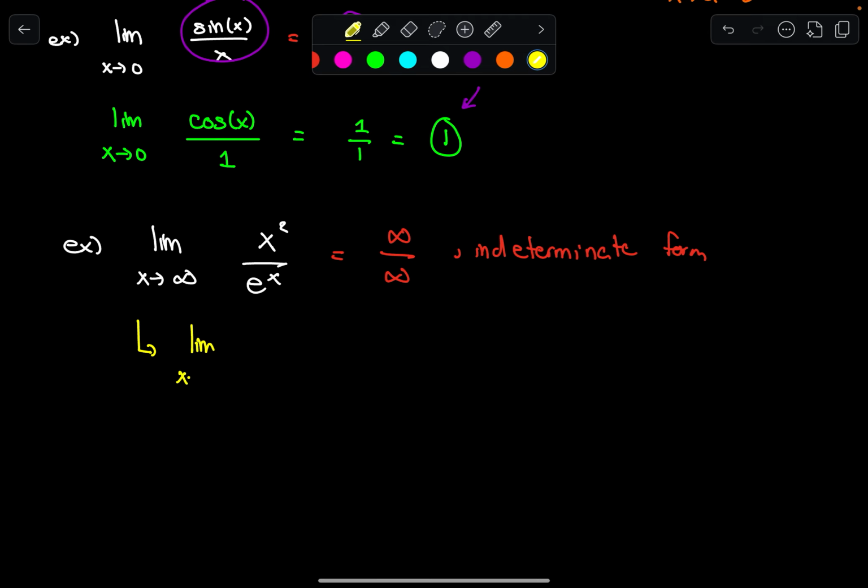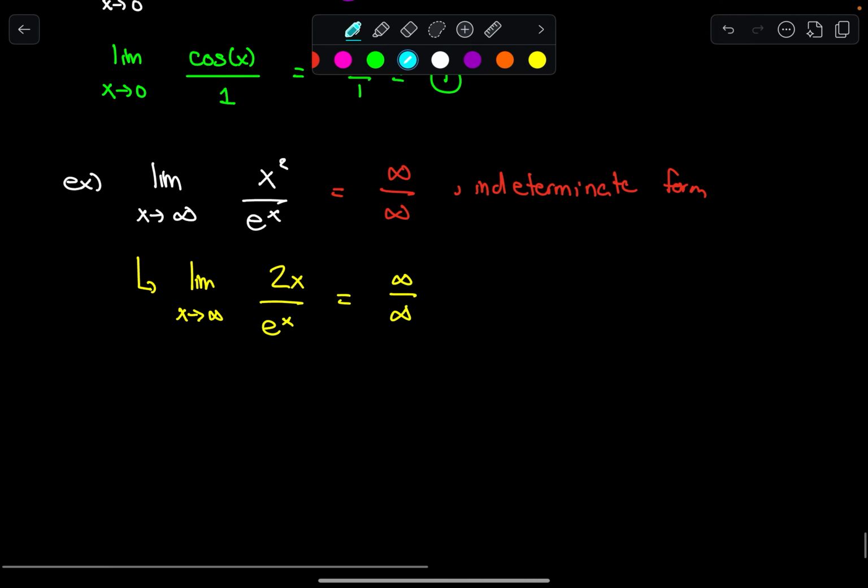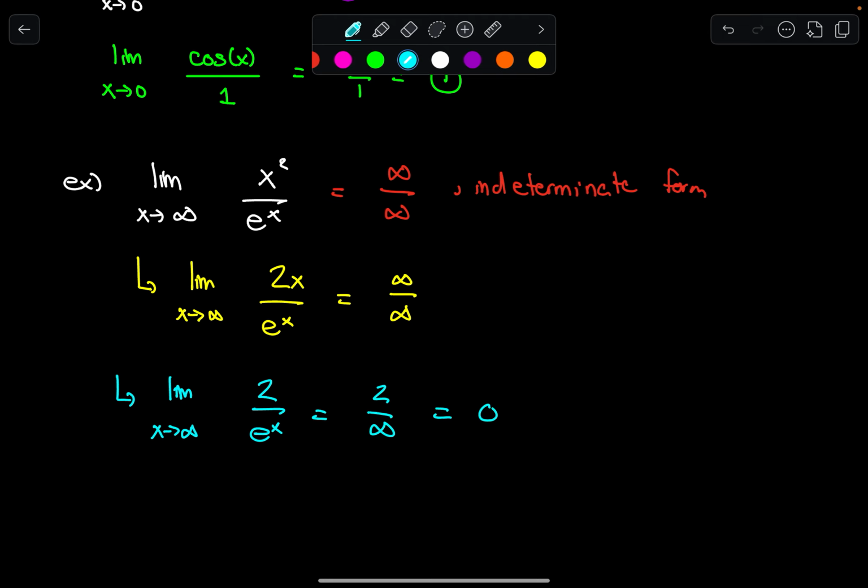But we're just going to use L'Hopital's rule, and we're going to say, okay, I can just evaluate the limit as x approaches infinity of 2x over e to the x. Now, this is still indeterminate, and so we can do it again, right? We can treat this as a brand new problem and take the derivative of that. And so we're going to get the limit as x approaches infinity of 2 over e to the x. And finally, we're going to get 2 over infinity, which is 0.